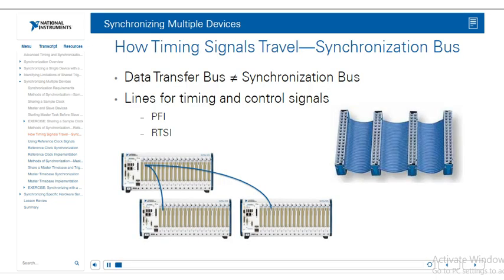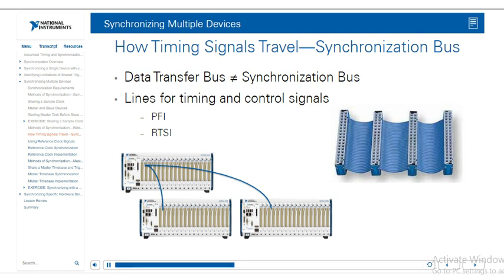You're familiar with buses such as USB and Ethernet, but not all buses can handle the requirements of routing clock and timing signals. Since we're talking about transferring clock and timing signals between boards and devices, it's important to make sure that we have the right cabling and lines available.